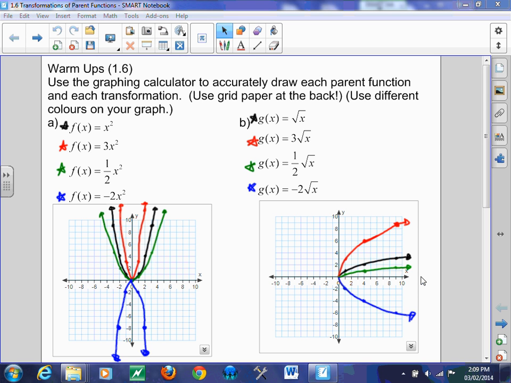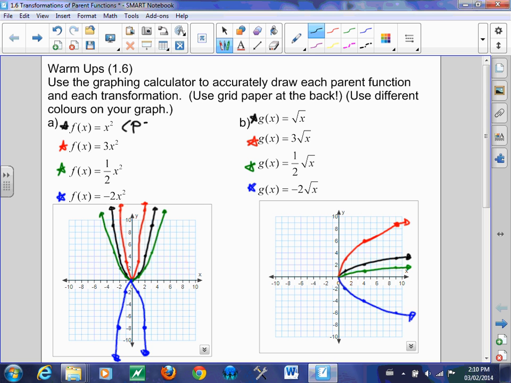In example A, notice I've got 4 different colors here. The black is always going to be my parent function in every case. Okay, and then the different colors are going to be the effect of A. So what we're trying to focus on here is what is A. Our key point in this case is going to be discussing what is the value of A. For example, for the parent function, A equals 1.